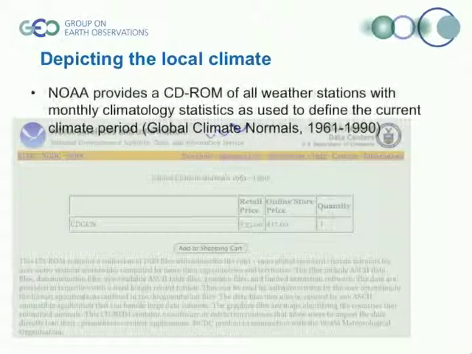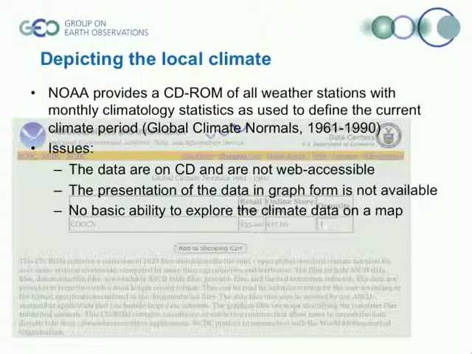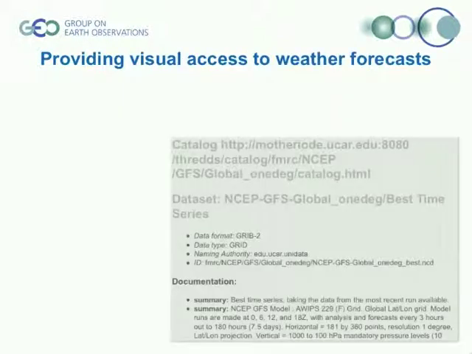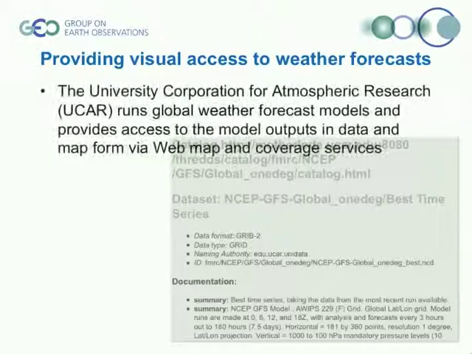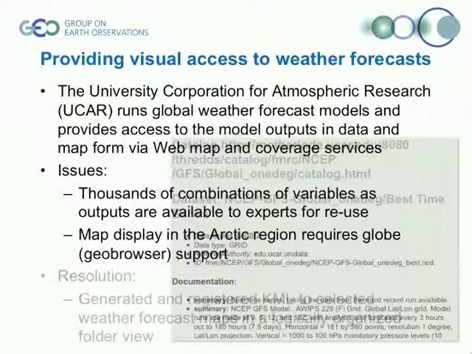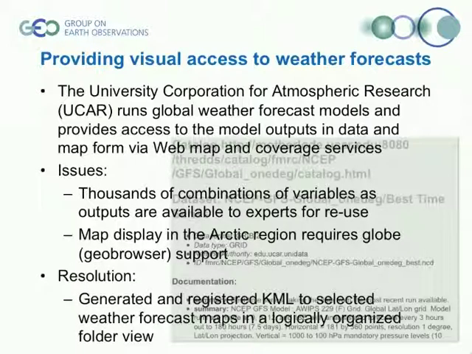For local climate, a NOAA CD-ROM of global climate normals from 1961 to 1990 were loaded into a database and converted for access using KML to be viewed in a global geobrowser. For access to weather forecasts, UCAR Unidata execute global weather forecast models several times a day. These also were wrapped as Web Map services and as KML to be viewed in a global geobrowser.